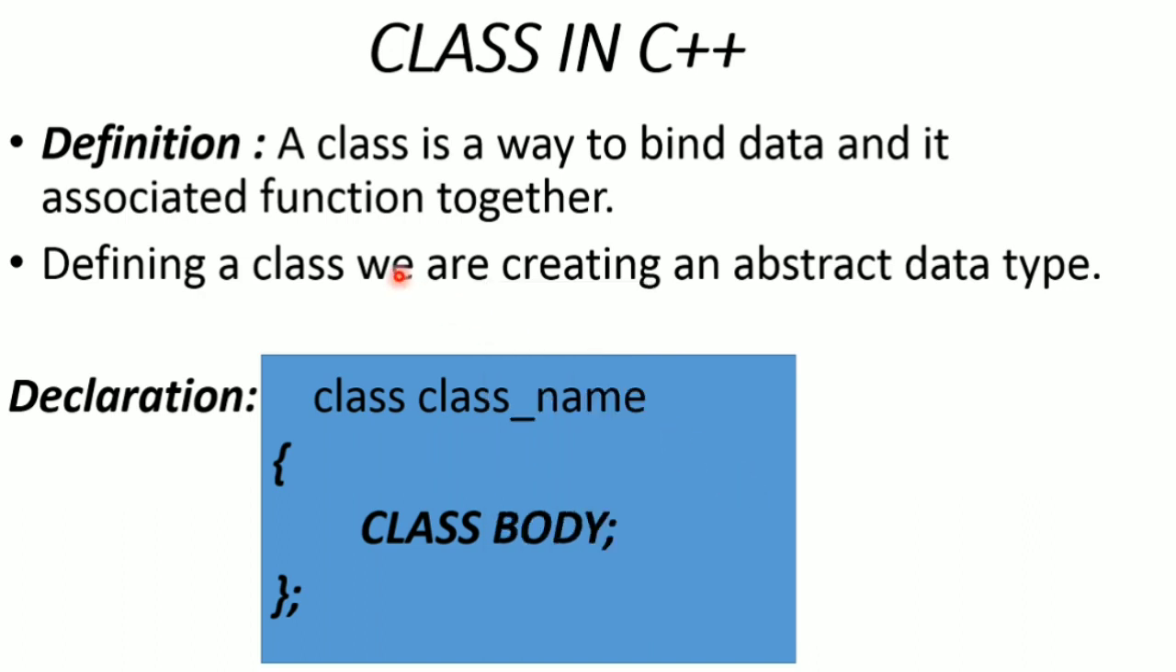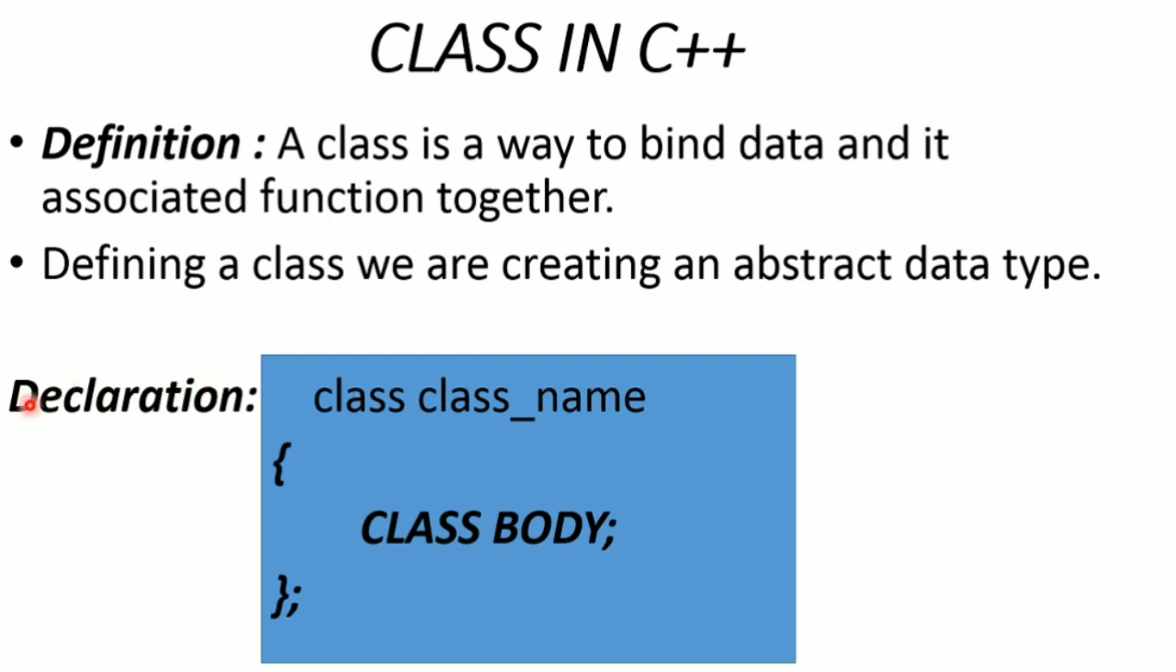So today we are going to discuss the concept of class in C++. Basically, a class is a way to bind data and its associated functions together. Defining a class, we are creating an abstract data type. And what is an abstract data type? An abstract data type is a data type defined by us users that includes various functions, variables, etc. So when we are creating a class, we will be putting various variables and functions inside it, so it can be called an abstract data type.